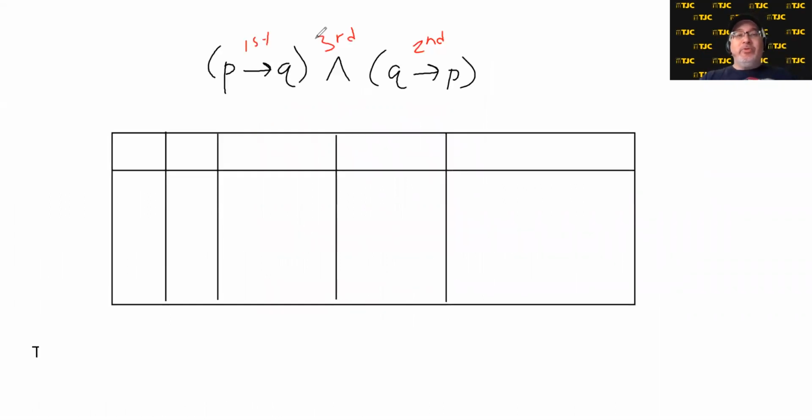I've already got a truth table set up for 5 columns here. And notice that I've got the compound statement written on top with the order in which we're going to build it.